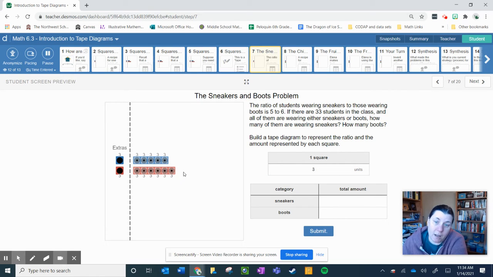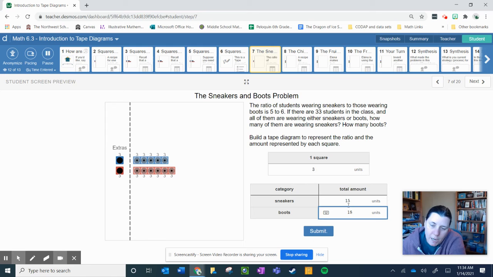Okay, so now I have correctly created a tape diagram to represent this situation. So then the answer is super easy. The total amount of students wearing sneakers is the total amount of this blue part. So 3 times 5, there are 15 students wearing sneakers. And then 3 times 6, so 18 students wearing boots.